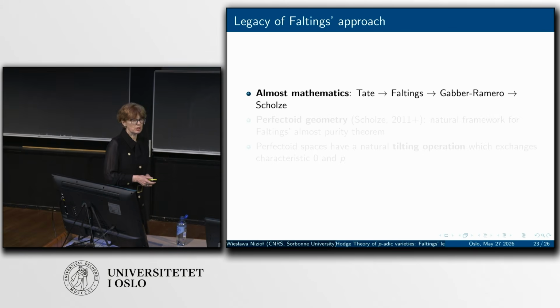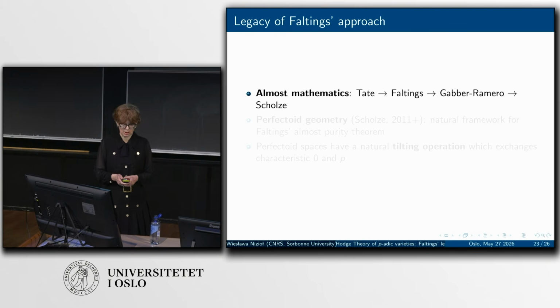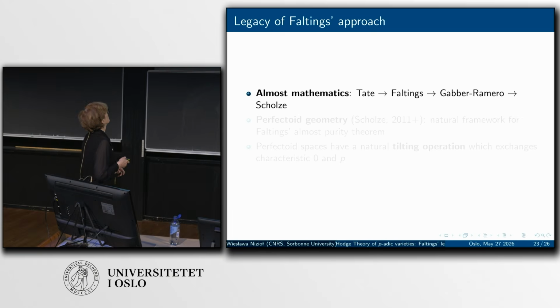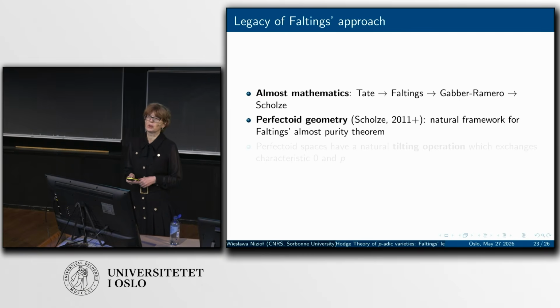Okay, so let me mention a legacy of this Faltings approach to p-adic Hodge theory. I mentioned that he developed almost mathematics. That is, in the original proof of Tate, there was a theory of almost étale extensions, but in dimension 0. Faltings brought it to higher dimensions, made it relative. This was systematically studied in the book by Gabber and Ramero, and then Scholze vastly generalized that. So Scholze developed a theory of perfectoid geometry.